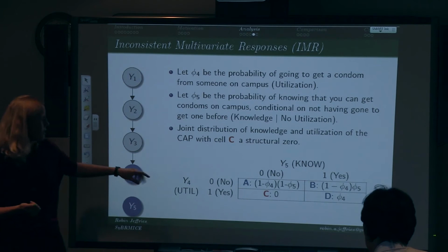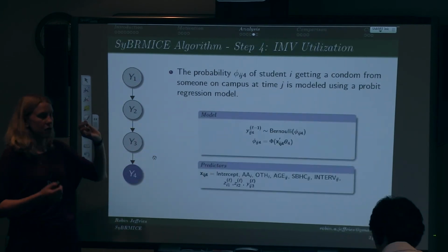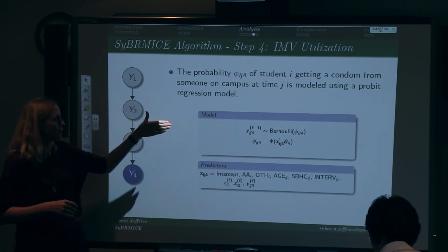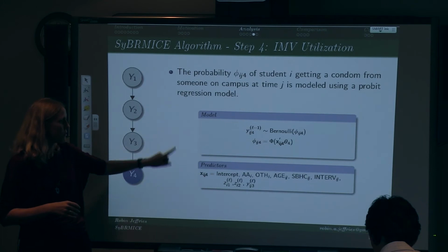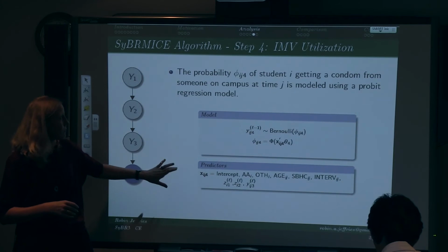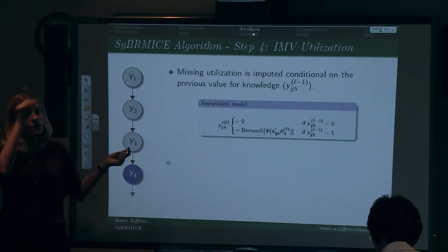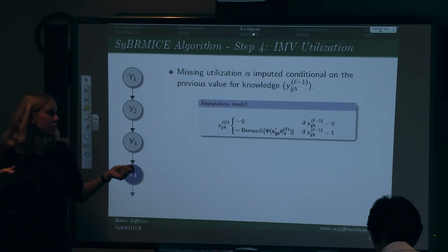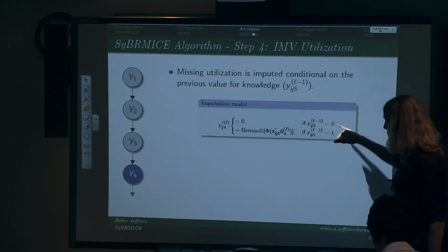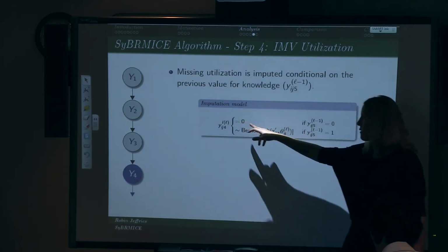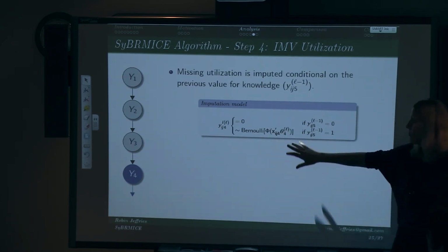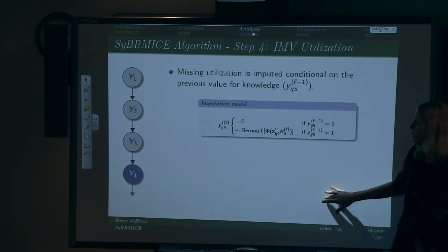The way these two are modeled is just with probit regression models. I'm going to model the probability of getting a condom on campus first, using the most updated versions of gender, birthplace, and ever having sex. Then conditional on the previous value for knowledge, I'll impute utilization. If the knowledge is 0, and they don't know about it, then they can't go and get a condom from it. But if they do know about it, then it's a random probability that they have gotten a condom from the cap.